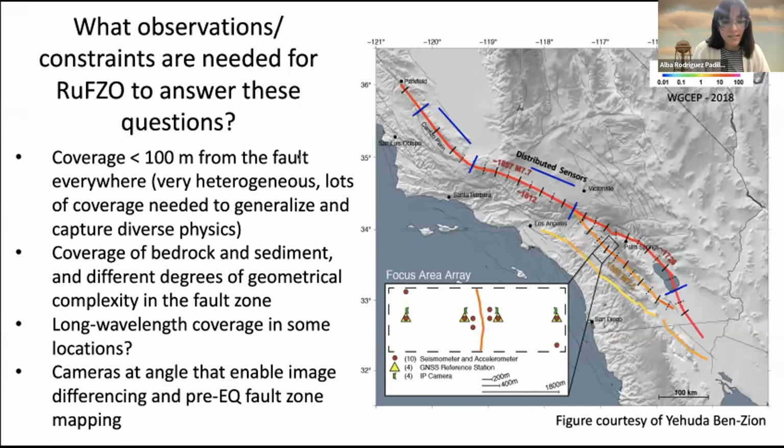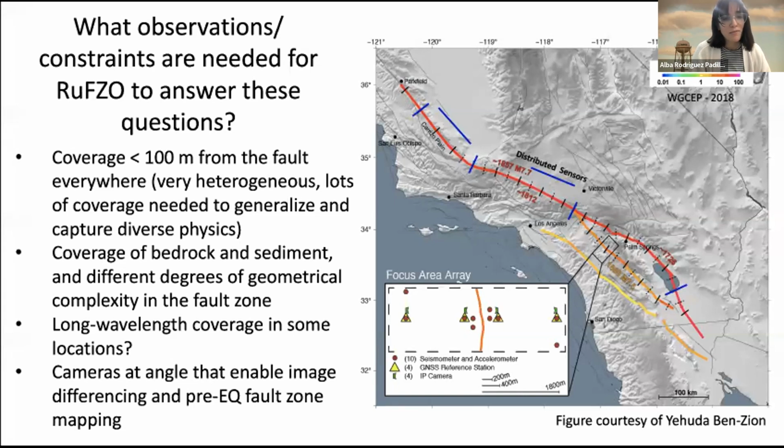We need coverage on bedrock and sediment because we know they deform quite differently. And we also need coverage of different degrees of geometrical complexity in the fault zone that we can already map pre-deployment of RUBZO. I would suggest that we need long wavelength coverage in a few locations to be able to image these processes like the folding, right? Do these come with any geophysical observables that we can image together with them? Currently, the longest wavelength available in RUBZO in the planning is 1800 meters. I think we need to go at least to 3 kilometers in a few places to say more.